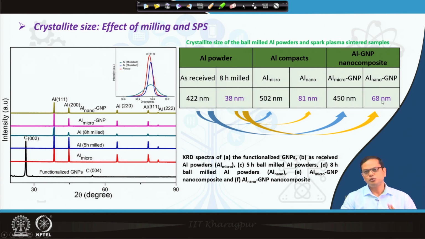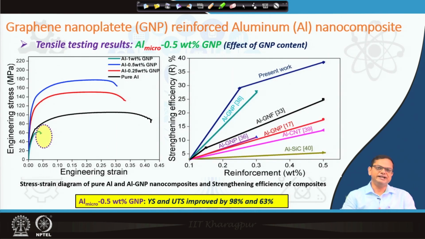So, two conclusions I can draw from here. Number one is that after sintering, the nano grain size has been retained. There is a certain amount of grain growth, but ultimately it is still in the nano range. Secondly, GNP is helping to keep the grain size in the nanometer range, or keep the grain size at lower values.